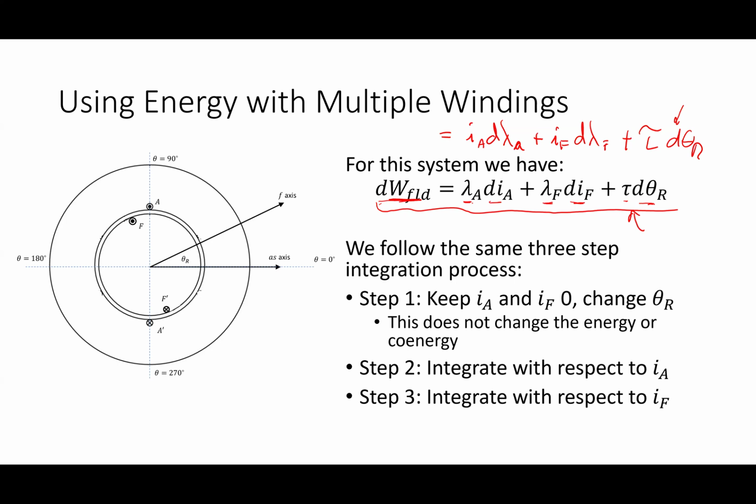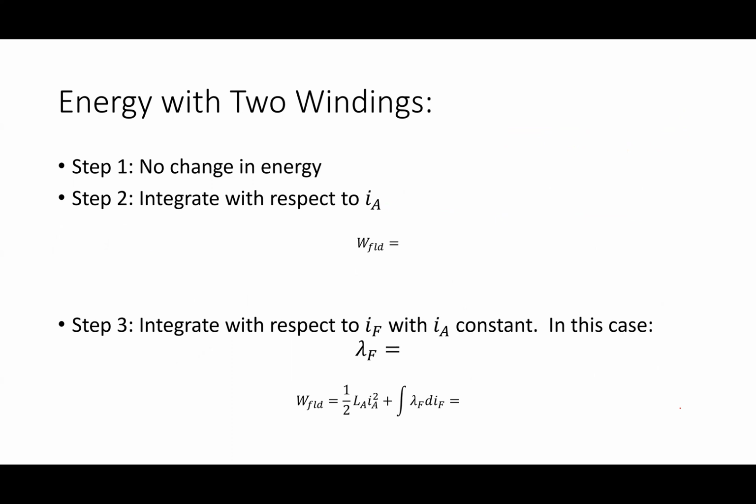Now, again, I follow my same 3 steps. Basically, this first step doesn't change anything. I'm changing theta R, then I'm adding in the A current, then I'm adding in the F current, and I'm done. So here's the process that we use. Step 1 never matters. It's always 0. What I have to do now is figure out what happens if I add current into coil A.